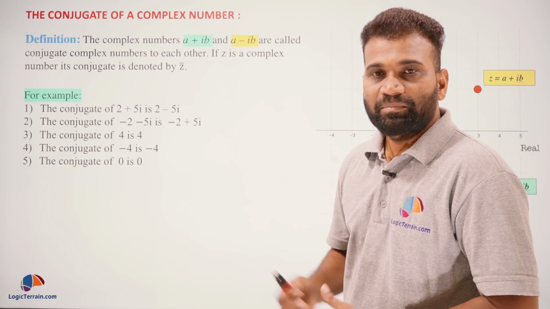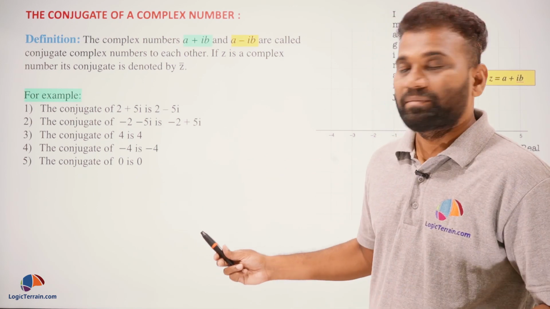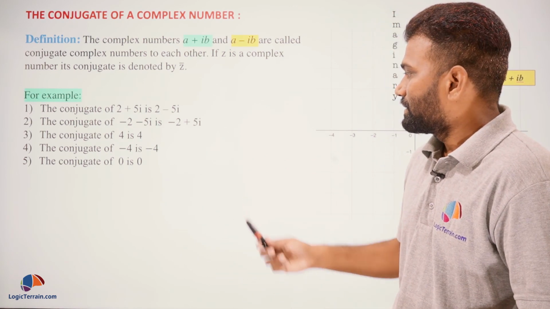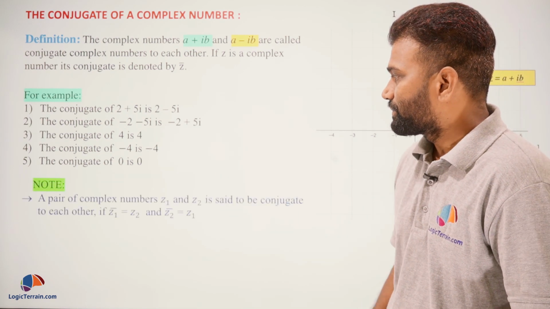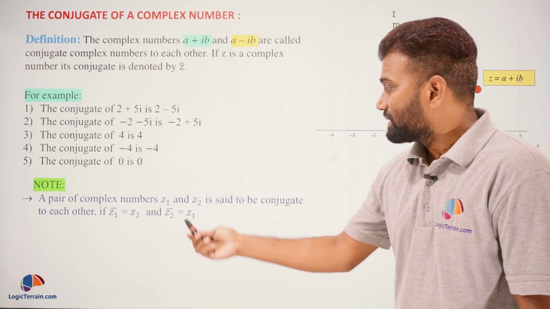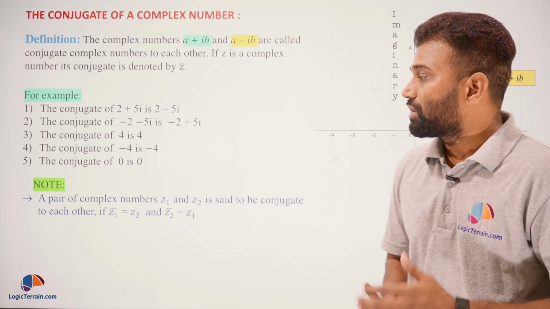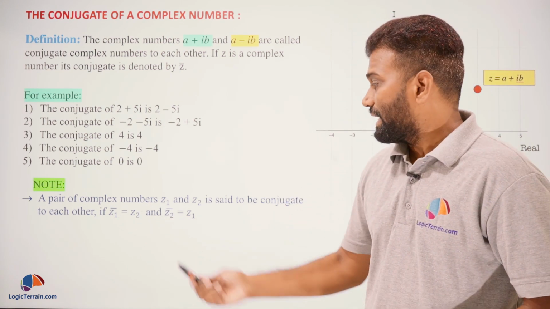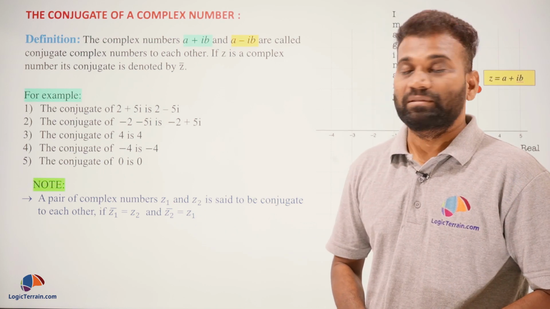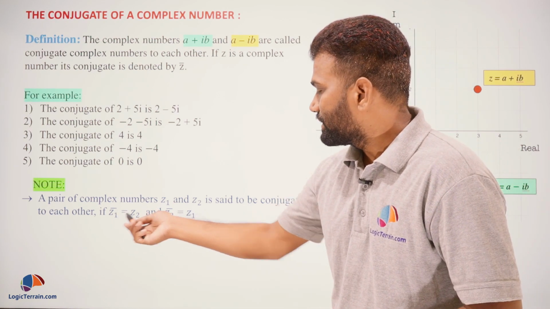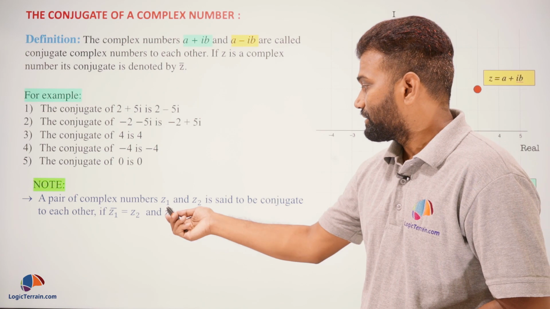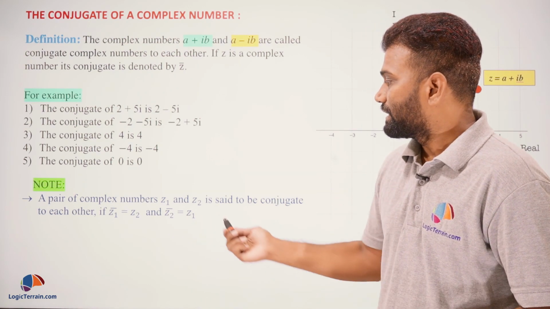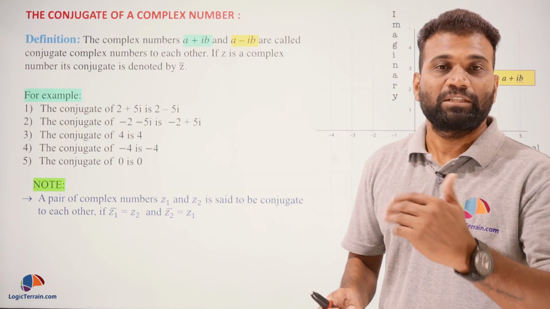From the examples, we can see some observations. Let us see those. A pair of complex numbers z1 and z2 is said to be conjugate to each other if z1 bar equals z2 and z2 bar equals z1, which means the conjugate of z1 is equal to z2 and the conjugate of z2 is equal to z1. Then we say z1 and z2 are conjugate to each other.